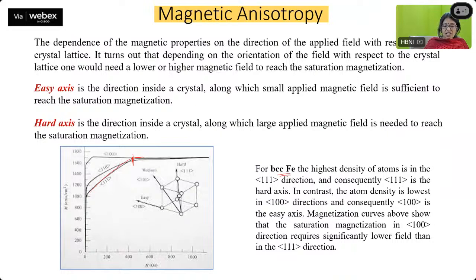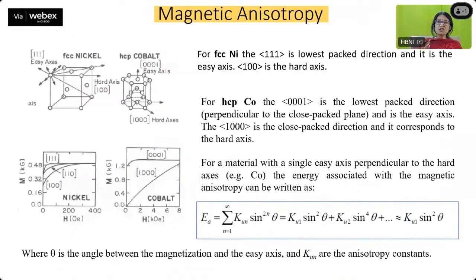Whereas if you look into the easy axis, which is the 100 direction where the atomic density is the lowest, it is only at this particular magnetic field that you find the saturation magnetization is reached. That is why this is known as magnetic anisotropy. Along different directions, you have to apply different amounts of external magnetic field to obtain the saturation magnetization. And this depends on the different crystal structures.